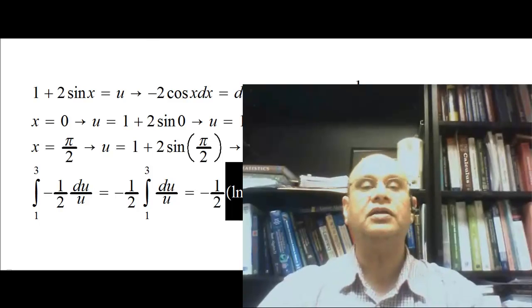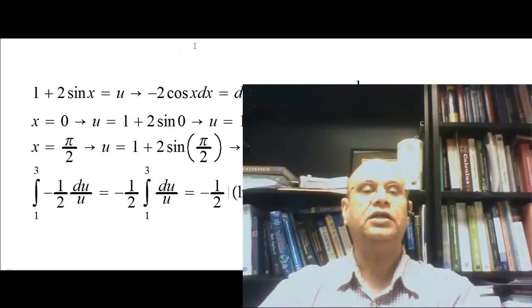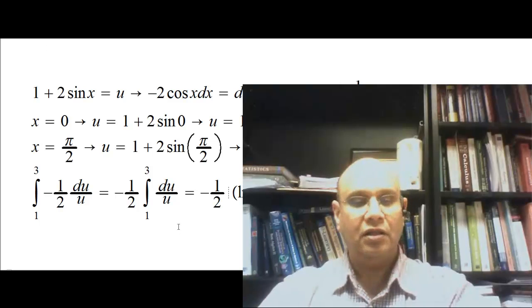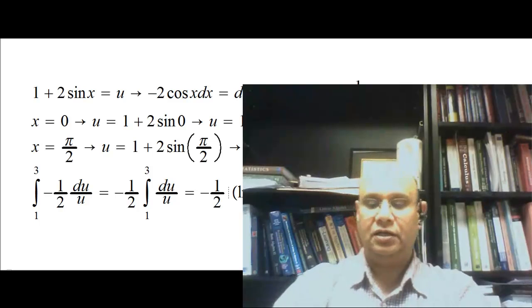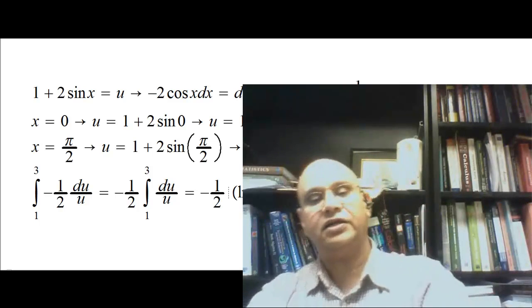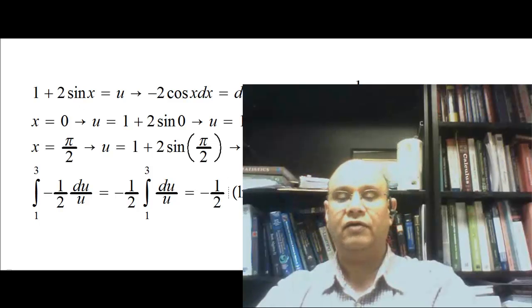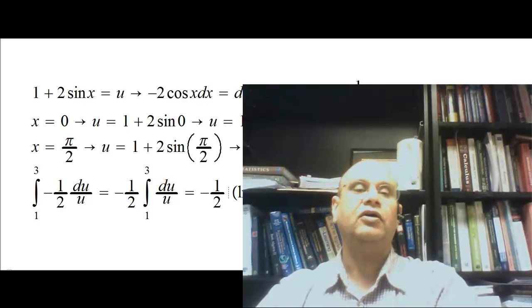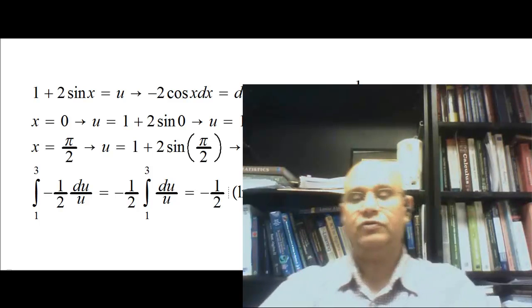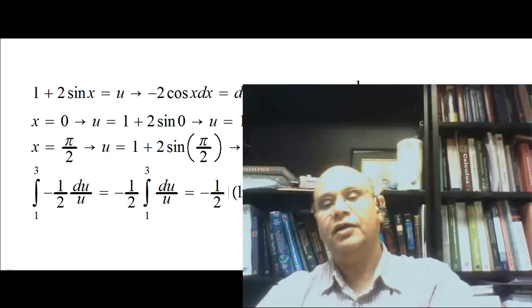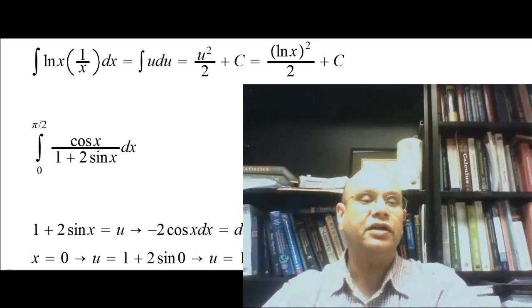Just 1 second. Okay. So we get right here, top is how much? 3, and the bottom is 1, right? So that's negative 1/2, right? Ln of 3 minus ln of who? 1, right? Ln of 1 is 0, isn't it? So let's see what it comes out to be.